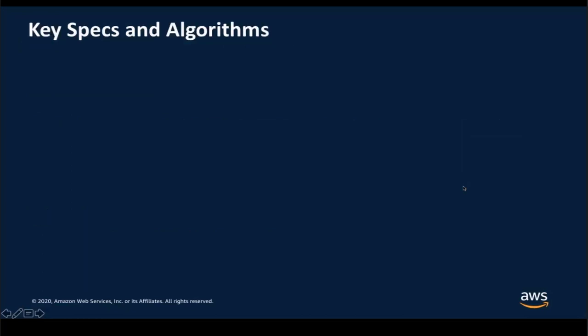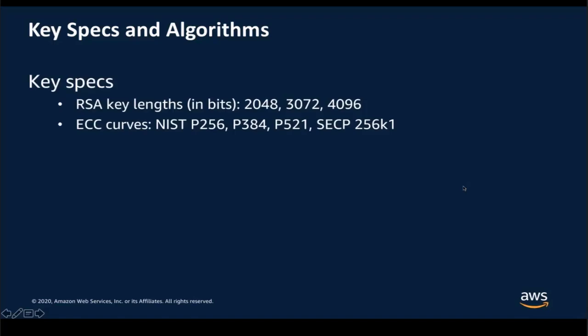Now that we've seen the use cases, the asymmetric CMKs, you should be able to use them in public key cryptography. You can use them for encryption purposes to share data with your third parties, or sign data and have that signature verified using public keys that you've shared with third parties. Let's see what key specs and algorithms are supported.